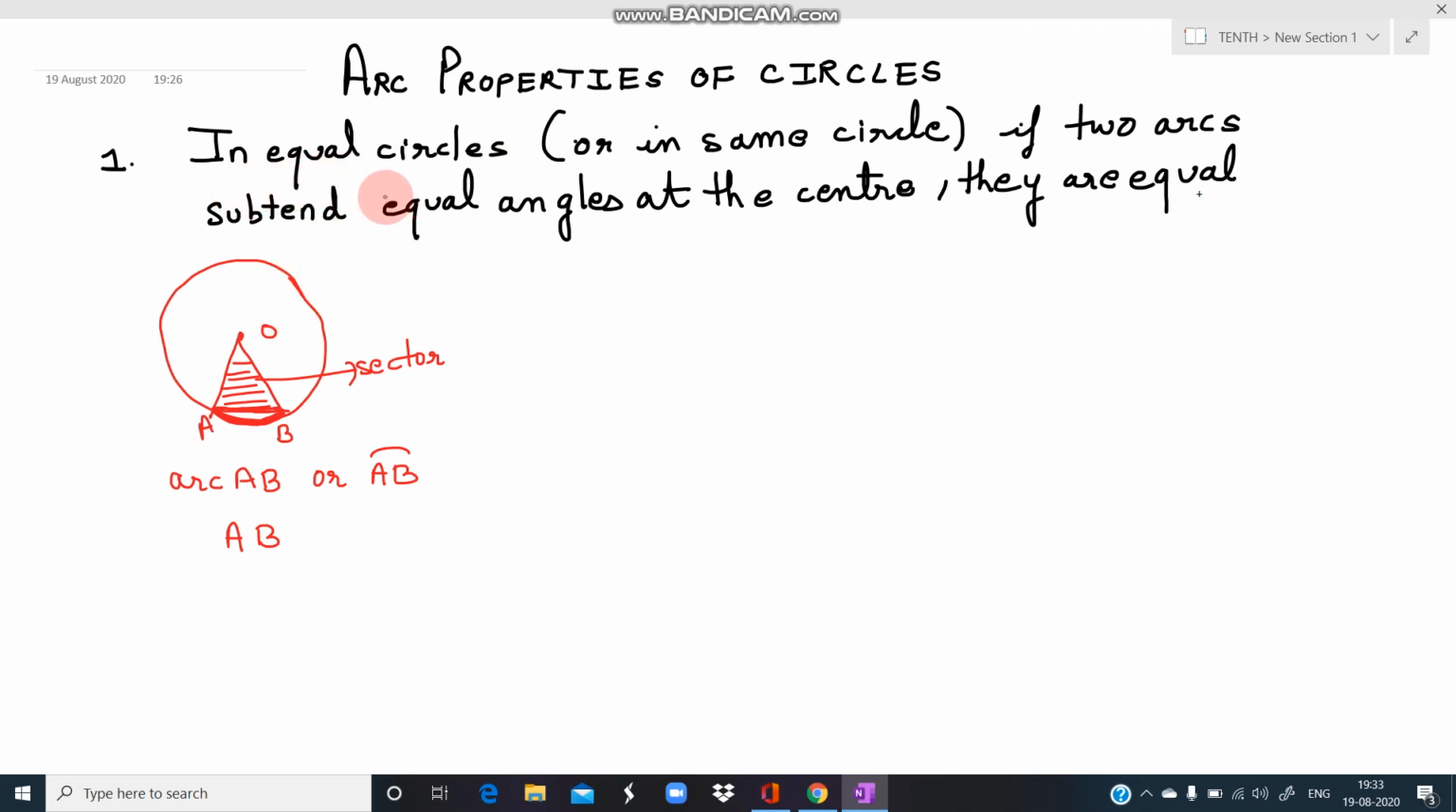Now we will be doing the properties of circle. So the first property is that in equal circles or in same circle, if two arcs subtend equal angles at the center, then they are equal. पहले तो आता है equal circles क्या होते हैं? Two circles which are having the same radius. Suppose इसका radius है 5 centimeter और इसका radius भी है 5 centimeter, लेकिन इनका जो center है वो different है. Then they will be called as equal circles.